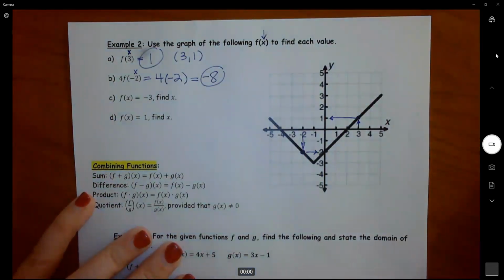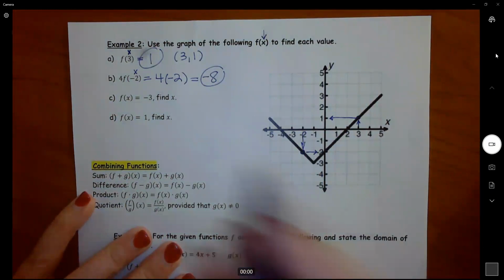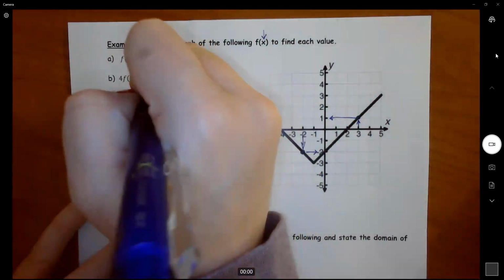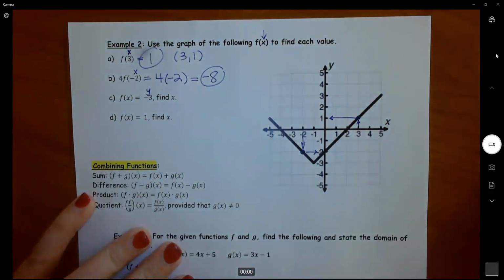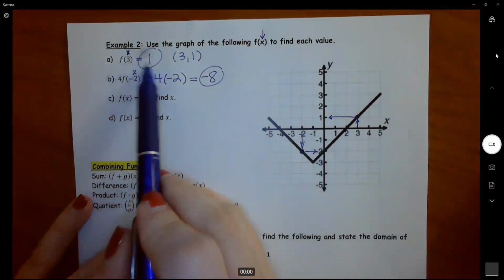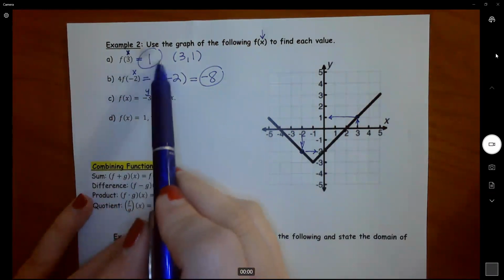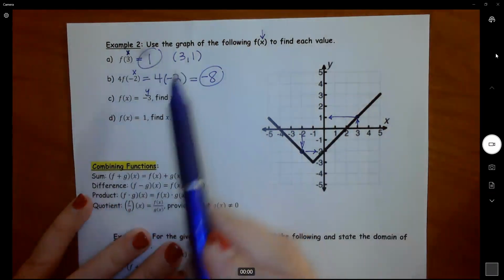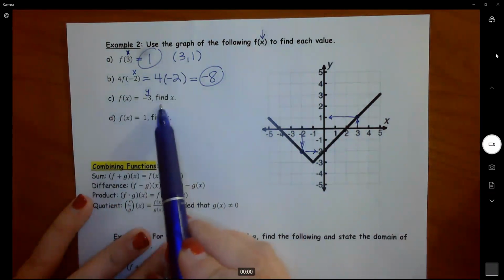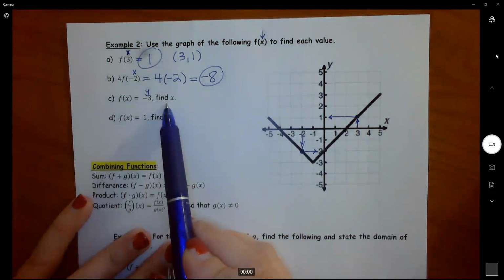Now C and D are telling me something different. Now they say f of x equals -3. So what they're telling me is that my y is -3. Just like up here when they have f of 3 equals 1, whatever this equals is my y coordinate. So they're telling me my y is -3. I have to find my x coordinate with that ordered pair.